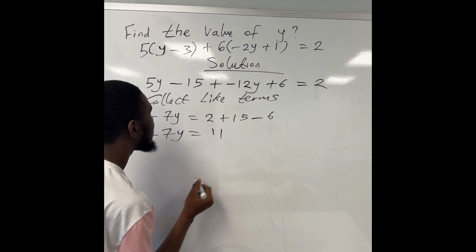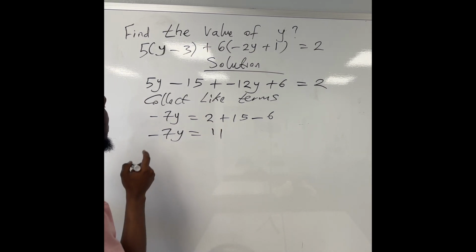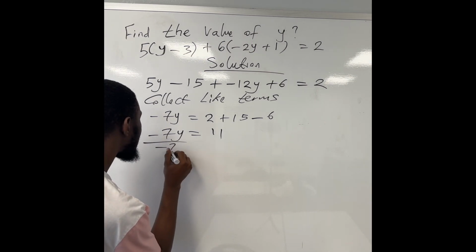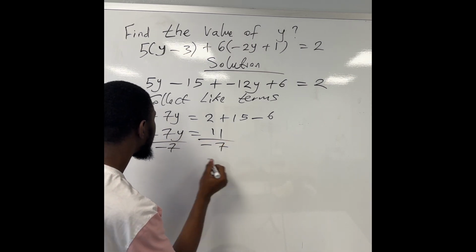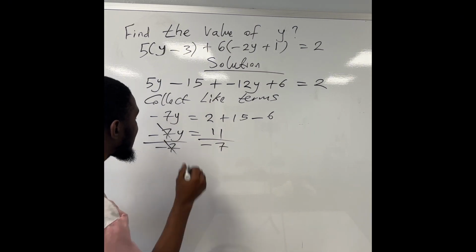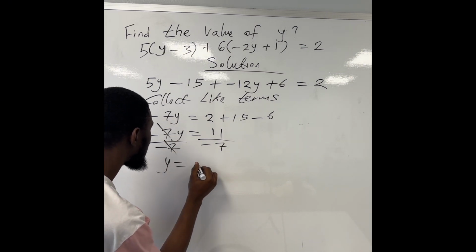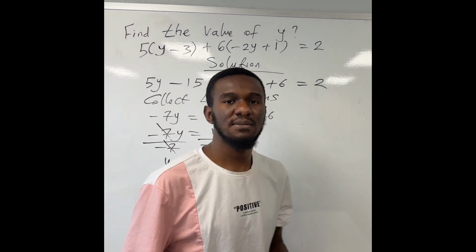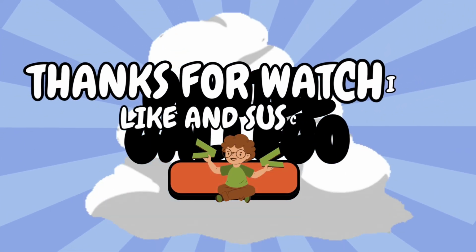Here we have 11. Right, now dividing both sides with the coefficient of y. What's the coefficient of y? The coefficient of y is minus 7. You divide this side with minus 7, divide this side with minus 7. Minus 7 will cancel minus 7. Hence, the value of y is equal to minus 11 over 7. As simple as that.